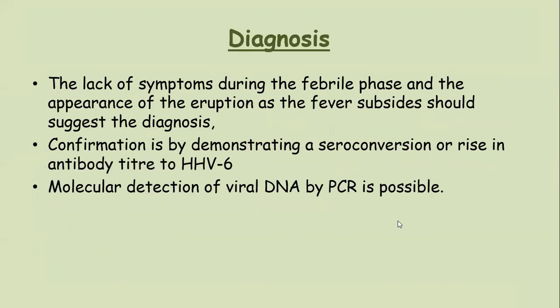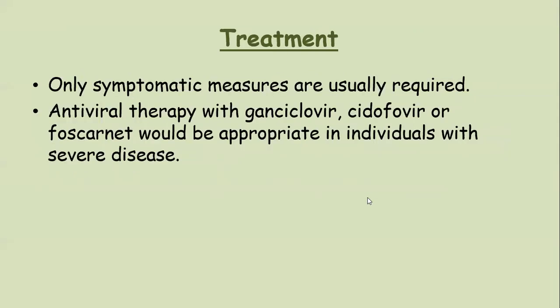Diagnosis: lack of symptoms during the febrile phase and appearance of the eruption as the fever subsides should suggest the diagnosis. Confirmation is done by demonstrating seroconversion or a rise in antibody titer of human herpes virus 6. This is done by taking paired sera 2 weeks apart: the first serum immediately as the fever and rash developed, and the second one after 2 weeks. Molecular detection of viral DNA by PCR is also possible, and treatment is only symptomatic.